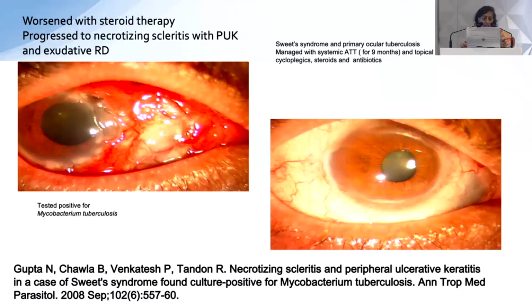On investigation, except for a positive Mantoux, nothing else could be identified, but given the clear history, the patient was started on oral ATT and he responded. So this was a rare manifestation of ocular tuberculosis in a patient with syphilis, previous systemic tuberculosis, and Sweet syndrome.